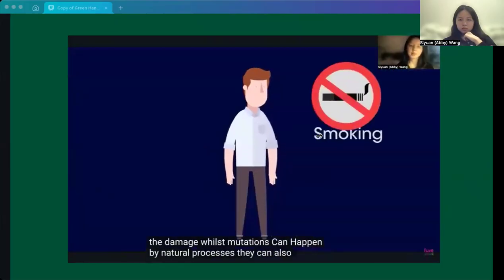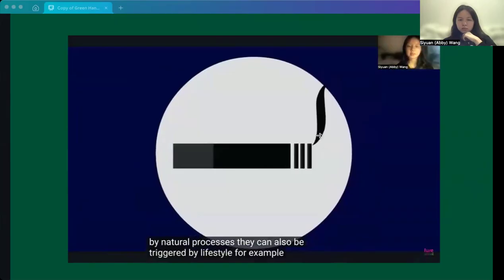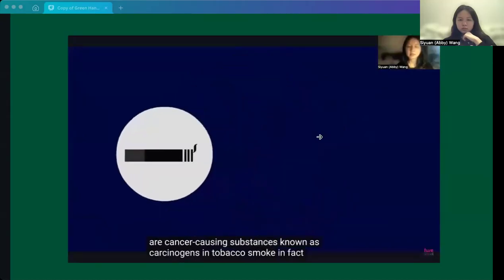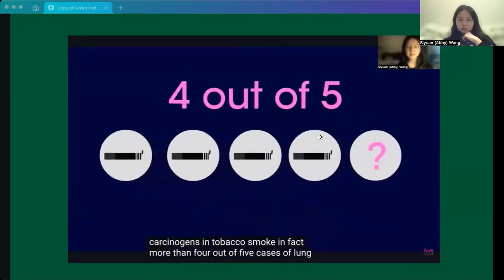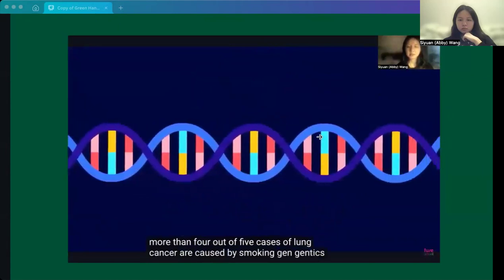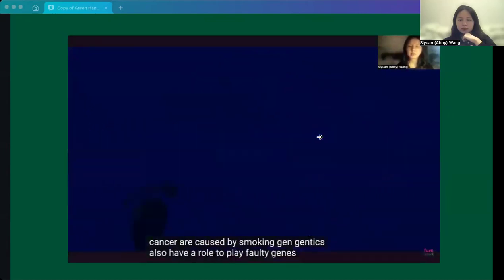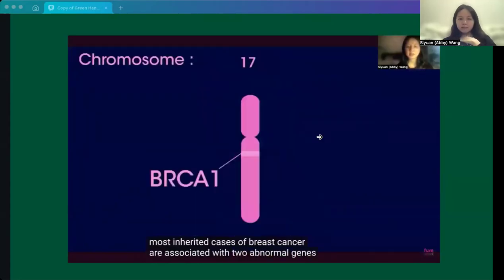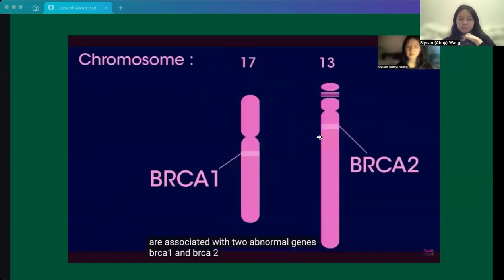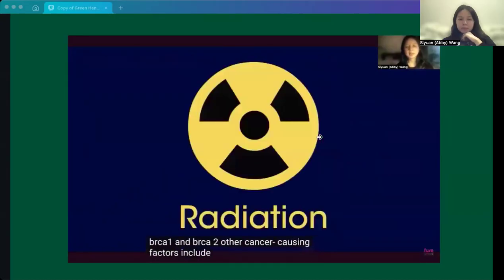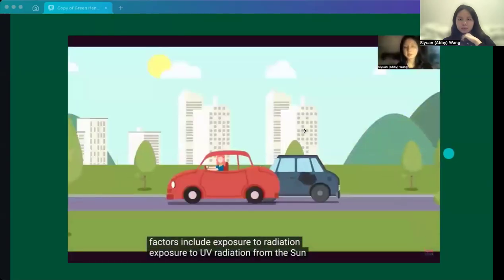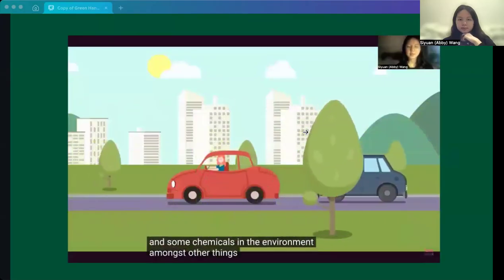While these mutations can happen by natural processes, they can also be triggered by lifestyle. For example, there are cancer-causing substances known as carcinogens in tobacco smoke. In fact, more than 4 out of 5 cases of lung cancer are caused by smoking. Genetics also have a role to play. Faulty genes can be passed from parents to offspring. Most inherited cases of breast cancer are associated with 2 abnormal genes, BRCA1 and BRCA2, for example. Other cancer-causing factors include exposure to UV radiation from the sun, and some chemicals in the environment, among other things.